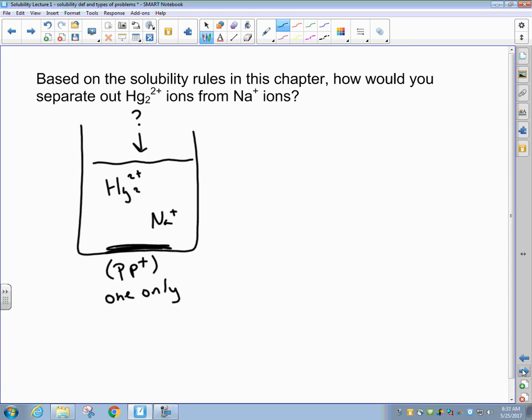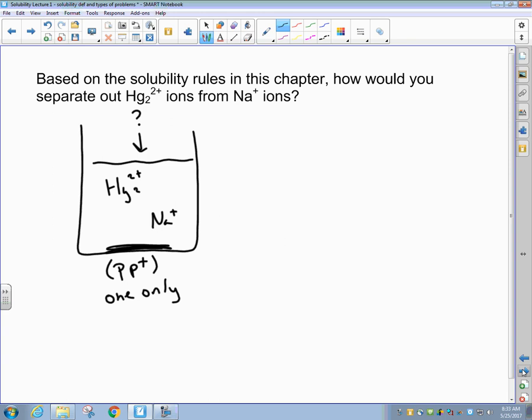So if we look at rule number 1 from the reference sheet, all alkali metals group 1A compounds are soluble. Sodium is a group 1A ion, so any compound that you attempt to form with a sodium ion is going to be soluble. Therefore, we can't add anything that'll get that sodium ion to precipitate out. What we need to focus on are the mercury ions instead. So as we scan down the list, okay, rule number 5, most compounds containing chlorides, bromides, or iodides are soluble. The exceptions are those containing silver, mercury, and lead.